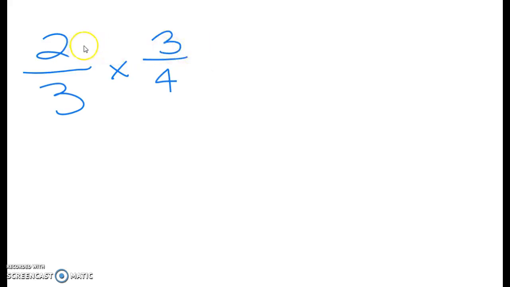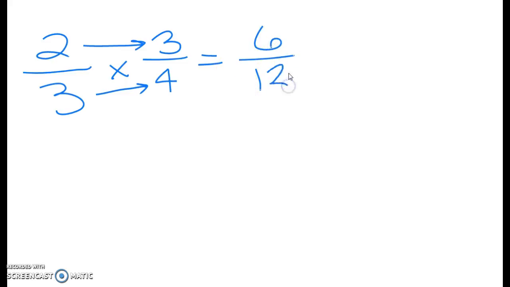Multiplying, however, is quite simple. You multiply your numerators together, and then you multiply your denominators together. So 2 times 3 is 6. 3 times 4 is 12. These are your new numerator and denominator. And at this point, you will reduce your fractions, so 6/12. If you divide the 6 and the 12 both by 6, that gives you the nice clean answer of 1/2.